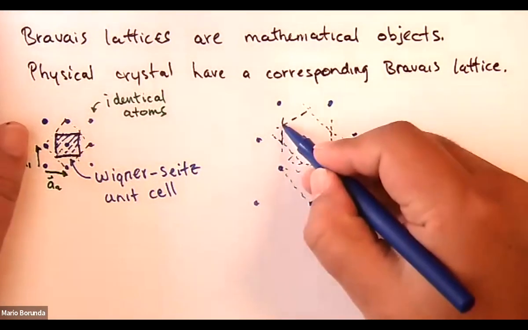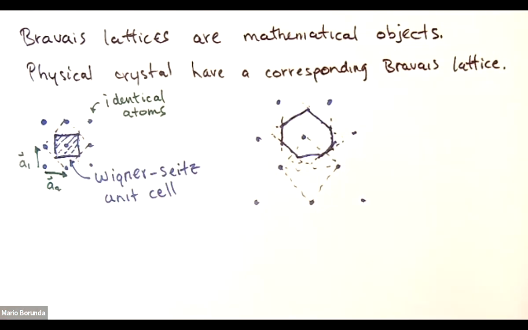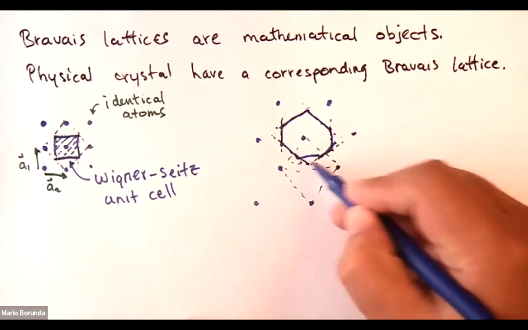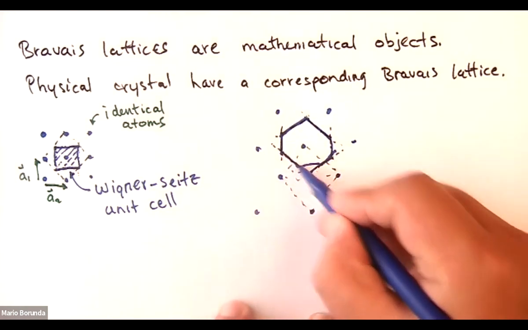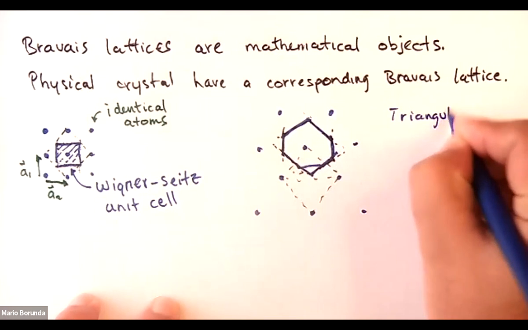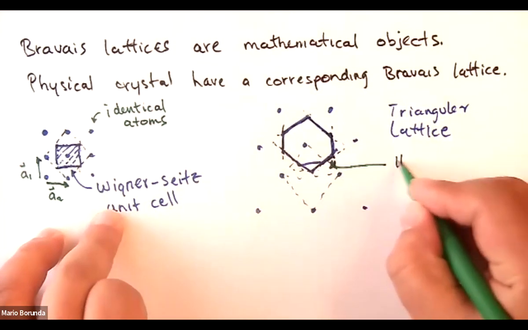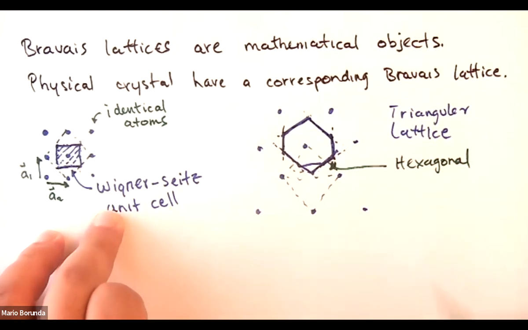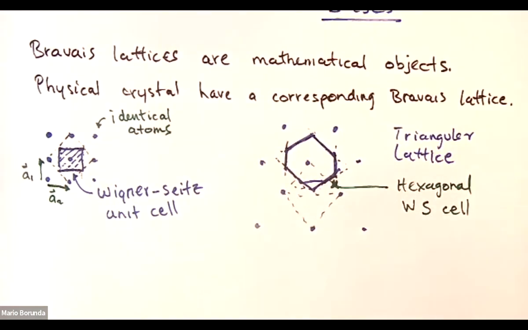But if we do that, we see that there's actually, yeah, I messed it up. It's hexagonal. So this is half done right. And it's a hexagonal lattice. So this is the triangular lattice. And this is the unit cell. And you can see now that this is a hexagonal Wigner-Seitz unit cell. So I didn't draw it right because I don't have a ruler with me, but it should look like a hexagon.